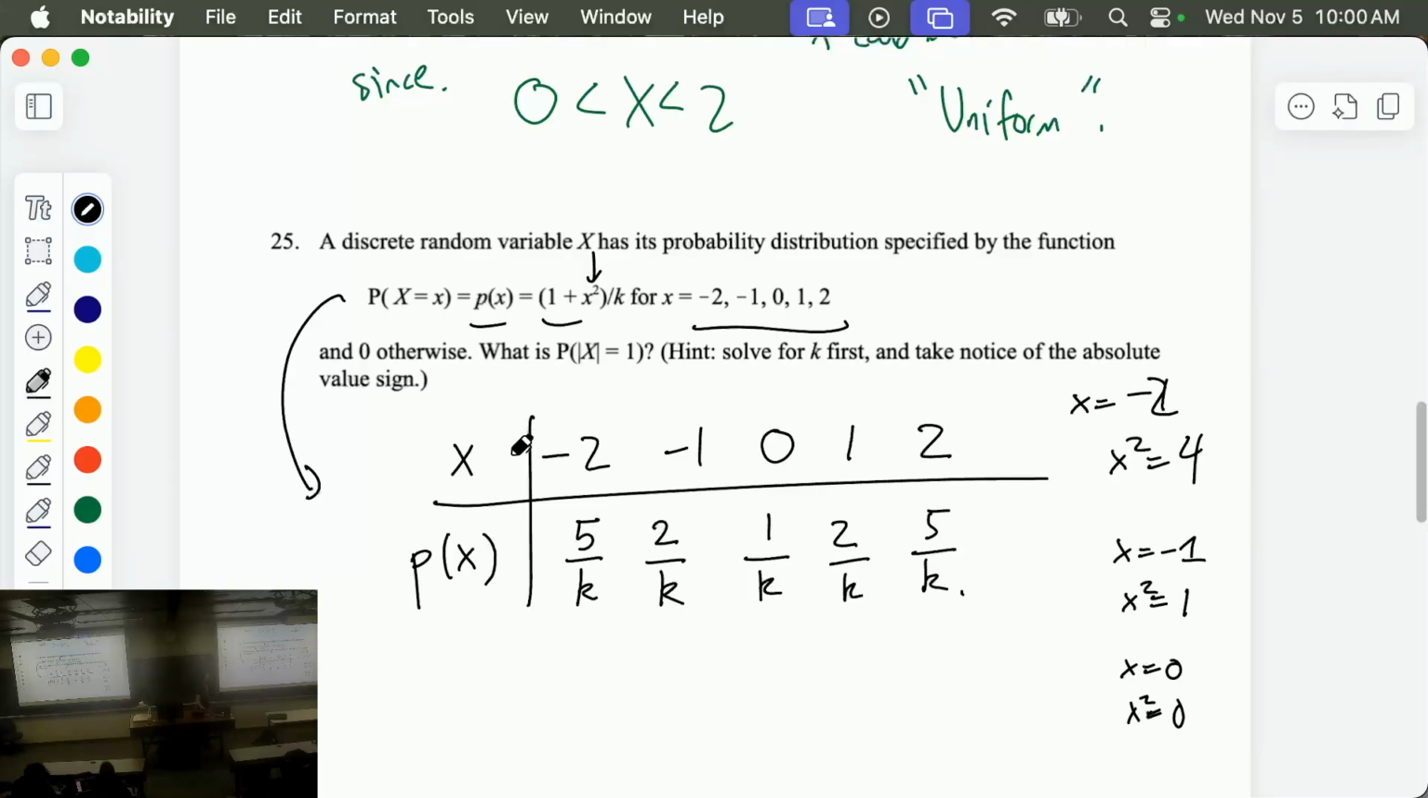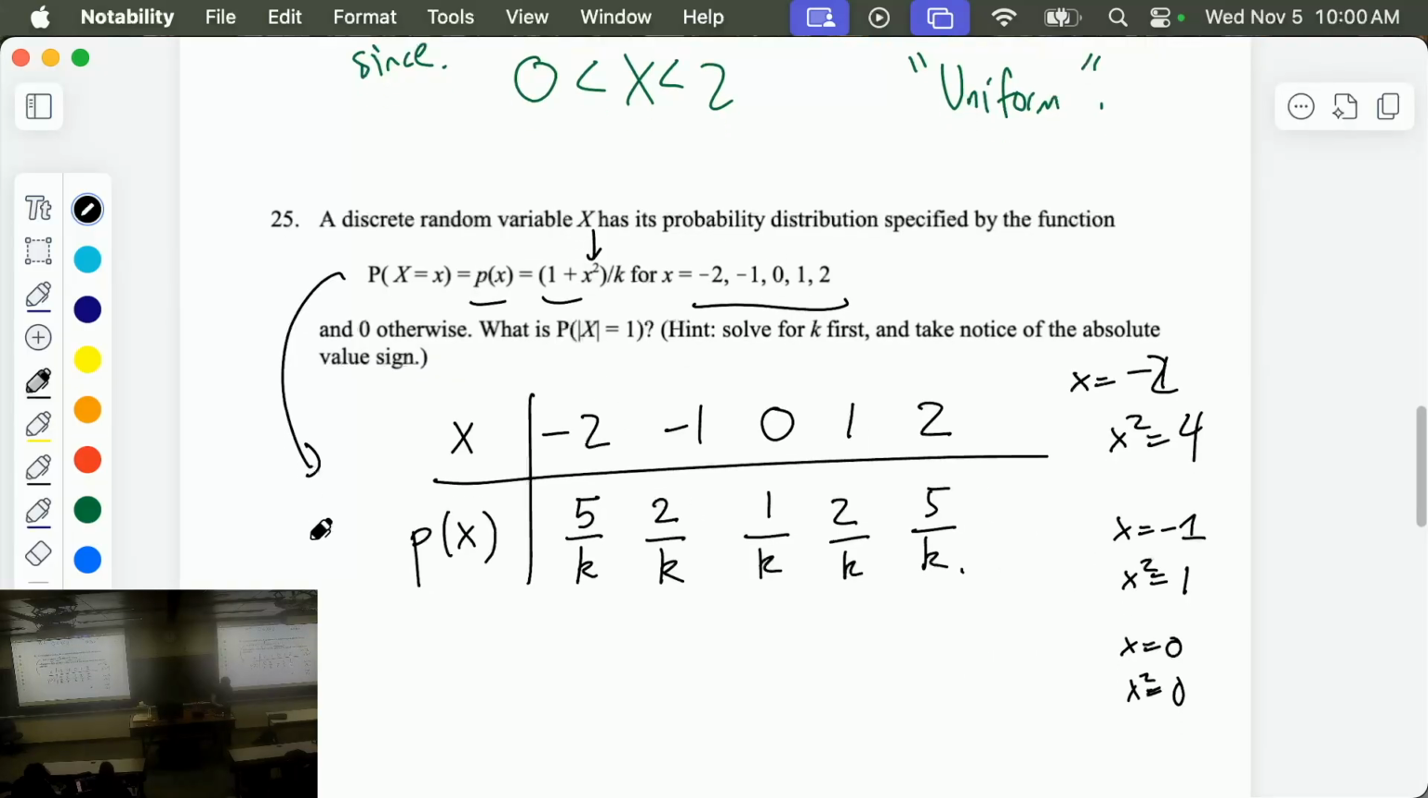Oh no, I can't find any probabilities yet because it all depends on k. So the next thing you've got to do is find k. How to find k.